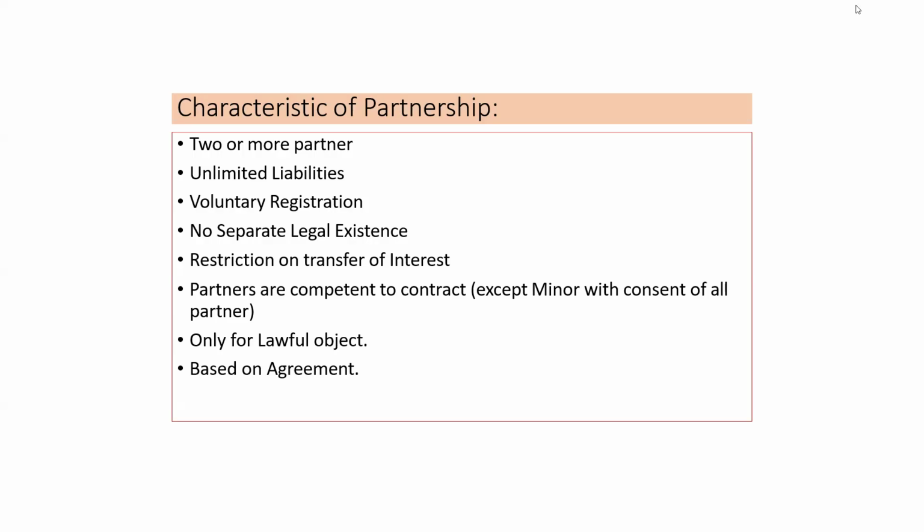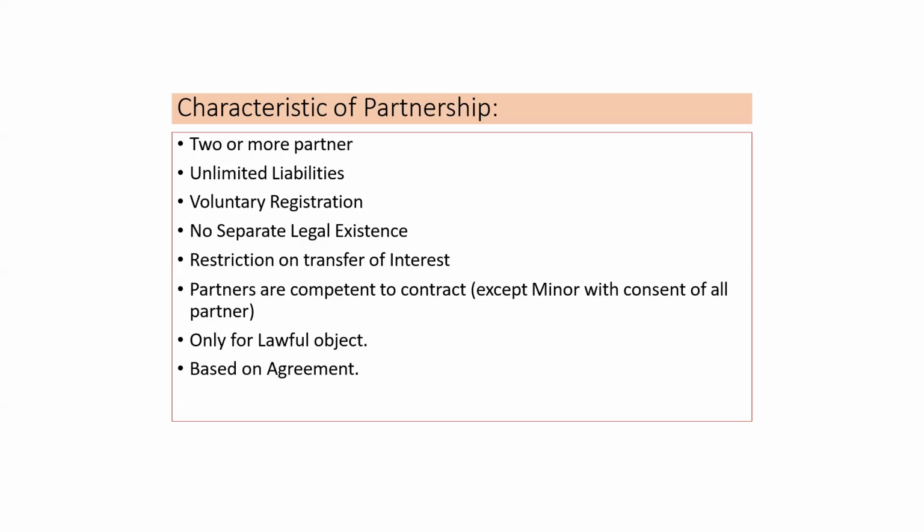एक मिनट. हाँ जी. So two or more partners, then unlimited liability is there. Even their personal assets could be attached. There is a concept of voluntary registration. So it's not necessary that you should compulsorily register yourself. So it is voluntary. Okay?